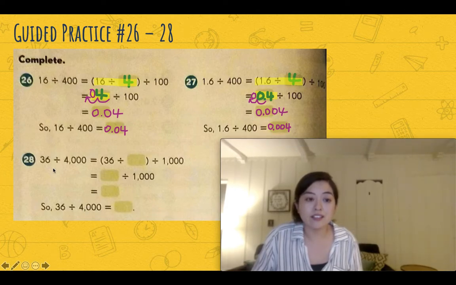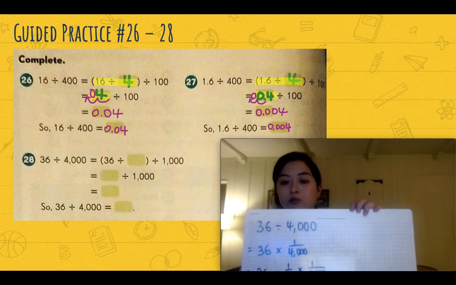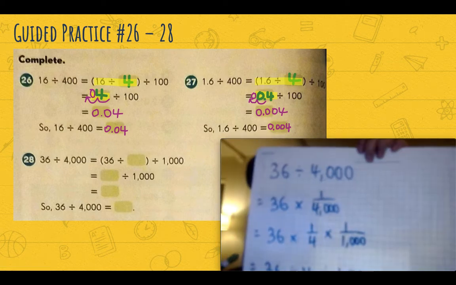Okay, our last one, 28. 36 divided by 4,000. So 36 divided by 4,000 is the same thing as saying the multiplication sentence.